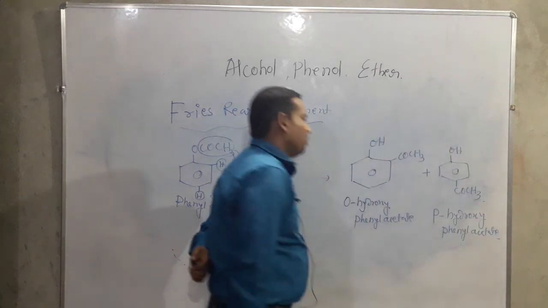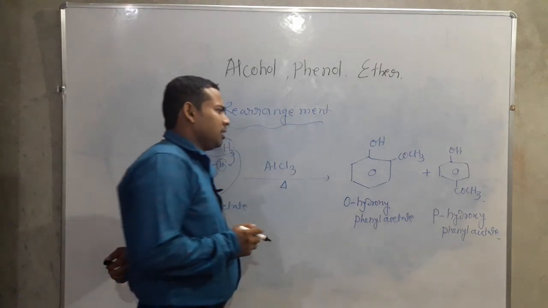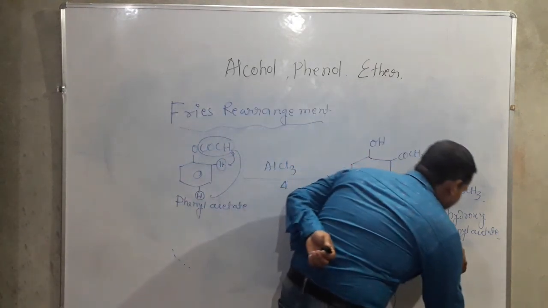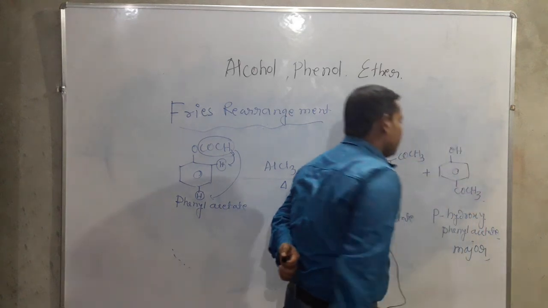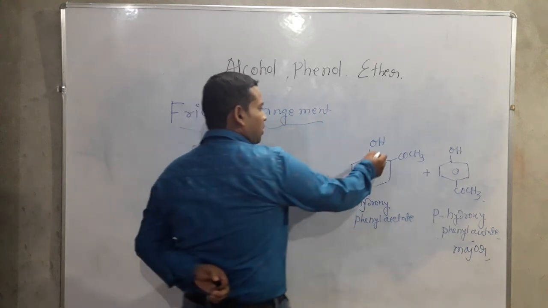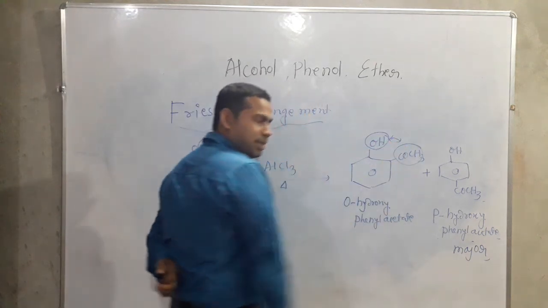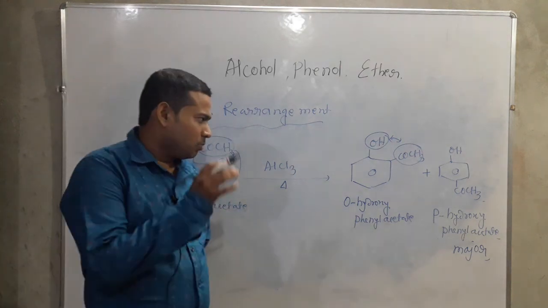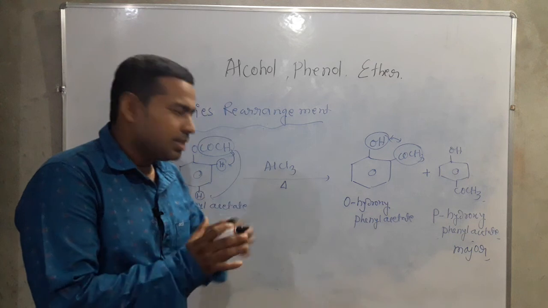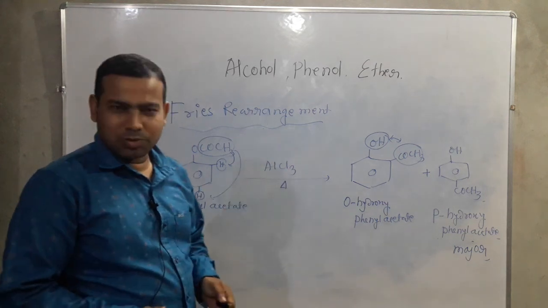Clear? So between them, which one is the major product, which one is the minor product? This one is the major product. The para position is the major product. Why? Because both groups repel each other in the ortho product. Due to this repulsion, this product is unstable in nature. That's why the para position is more stable, because both groups are present at maximum distance. Clear? So that's why the para position is more stable.